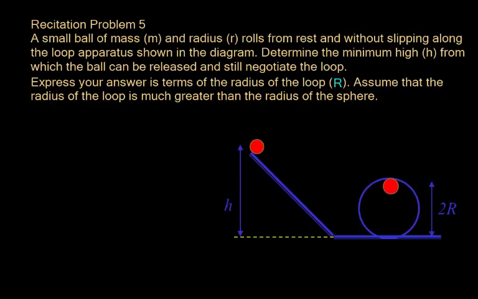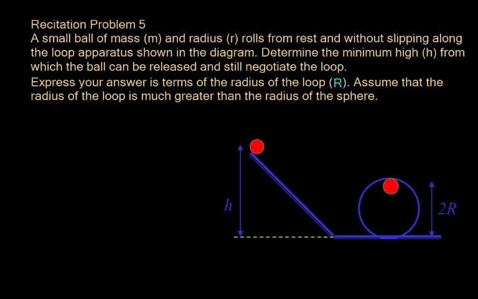Recitation problem 5. A small ball of mass m and radius r rolls from rest and without slipping along the loop apparatus shown in the diagram. Determine the minimum height h from which the ball can be released and still negotiate the loop. Express your answer in terms of the radius of the loop, capital R. Assume that the radius of the loop is much greater than the radius of the sphere.